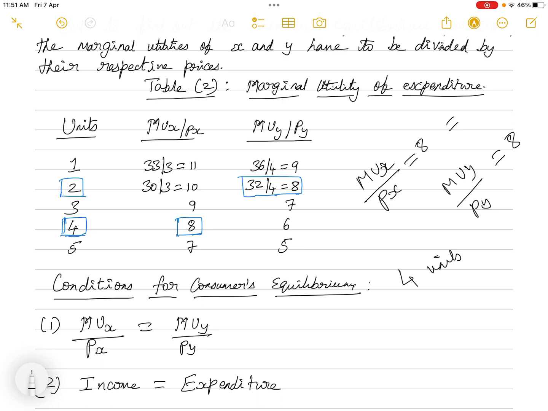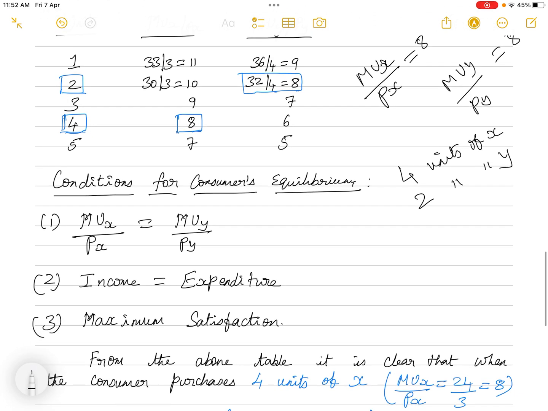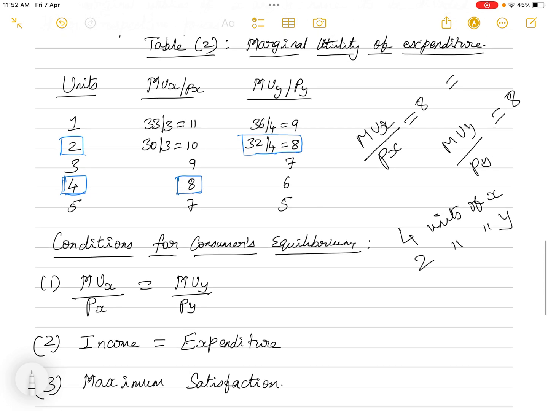So only when the consumer spends, that means what, 4 units of x. The consumer is purchasing 4 units of x and 2 units of y. So in this case, the last rupee spent on commodity x also gives the same marginal utility as the last rupee spent on commodity y. So the first condition is satisfied.